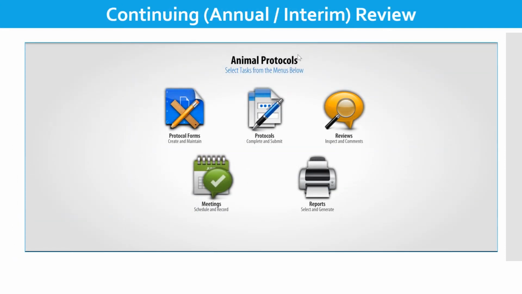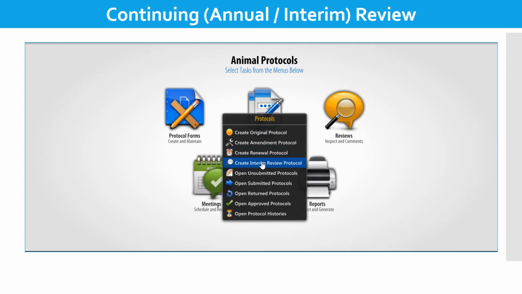Because of TSU's assurance, annual or continuing or interim reviews are required no later than the 1-year anniversary of the protocol's approval. The continuing review should be submitted 30 days before the 1-year anniversary so as to not be late. To complete the annual review, log into the TOPAZ account, then return to the Animal Protocols menu. Select Create Interim Review Protocol.